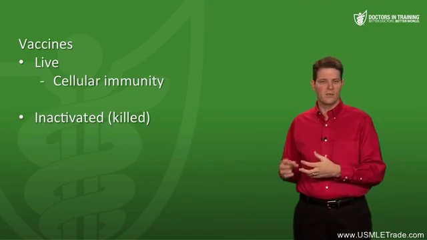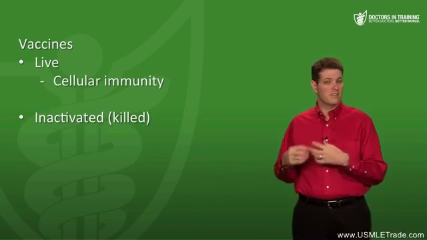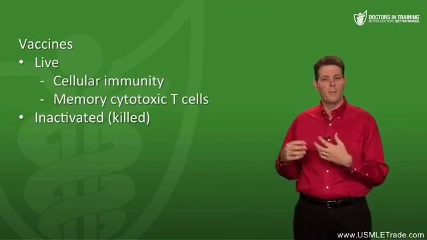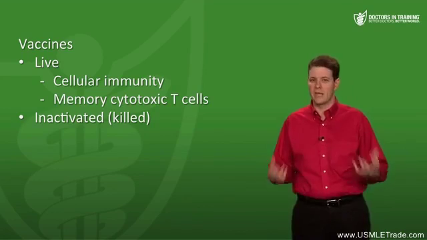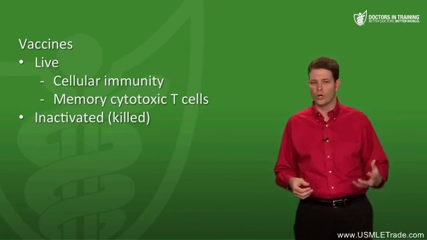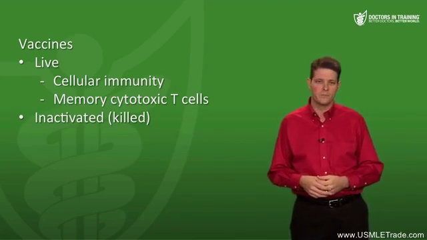Those cytotoxic T cells will not only kill off those infected cells, but some of those activated T cells will go on to become memory cytotoxic T cells, which go dormant and wait around for the virus to show up next time. And that's what provides that long-term, maybe even lifelong immunity.